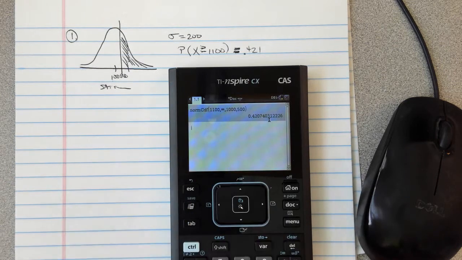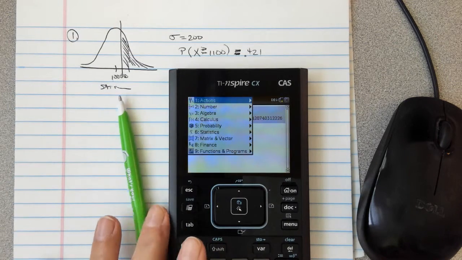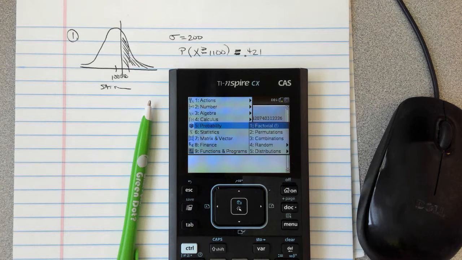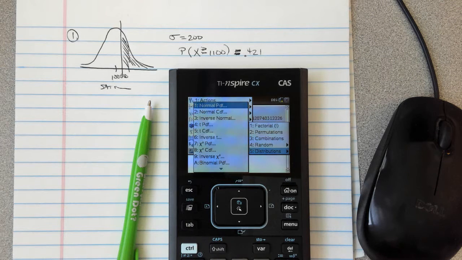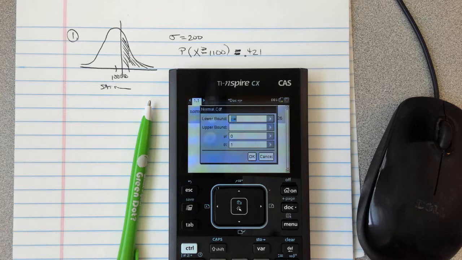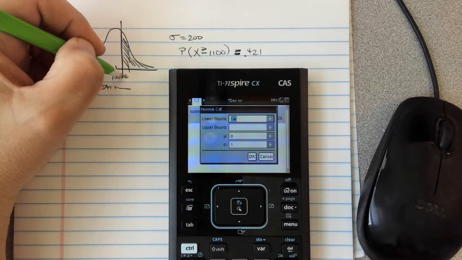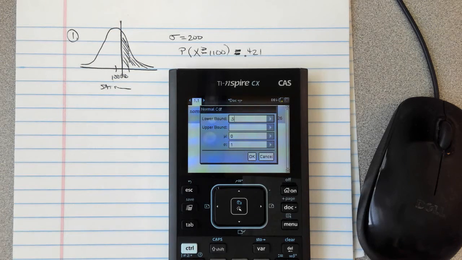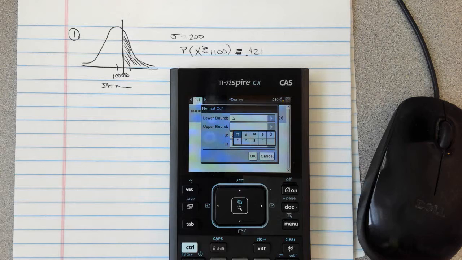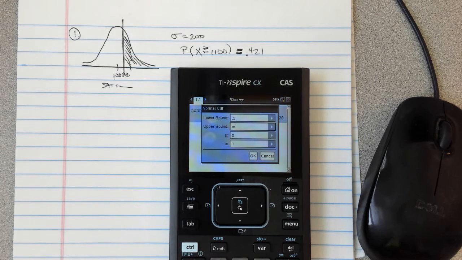Now, I want to show you one more thing. If we go back to that menu, probability, and number 5 is distributions, and normal CDF. I could also do this thing in z-scores. So if I do z-scores, the z-score here was 0.5. So I'm going to put in a 0.5 instead. Upper bound is still infinity, or a really big number.